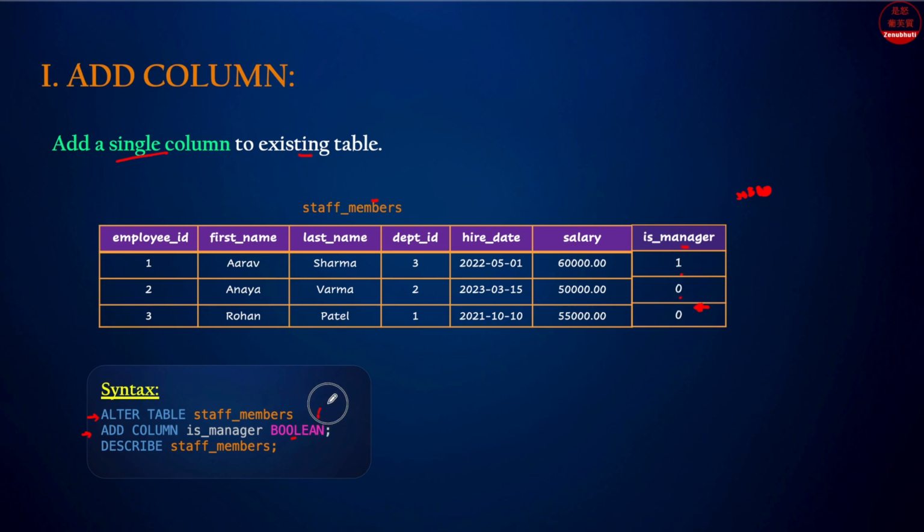If you want to change this and your data is, let's say, integer, you can write INTEGER. And at the end, if you want to see the changes, then you say DESCRIBE staff_members. So this is optional.